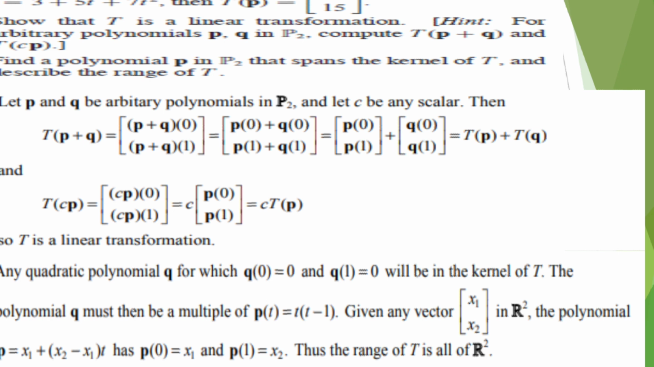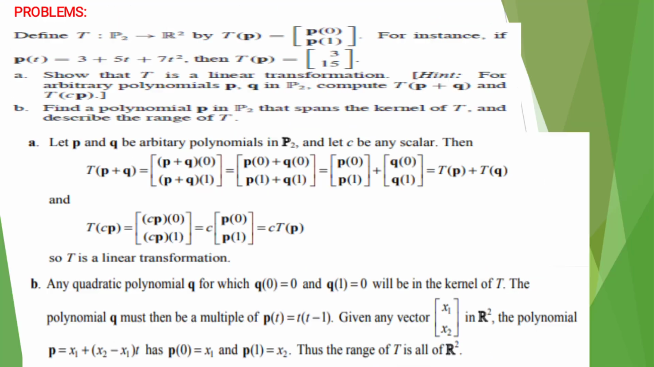Next we find an element of R2. R2 means here we want two variables x1, x2. So we define one polynomial, x1 plus (x2 minus x1) times t, with p of 0 equal to x1 and p of 1 equal to x2. So these polynomials are elements of the range of T. This way we find them.